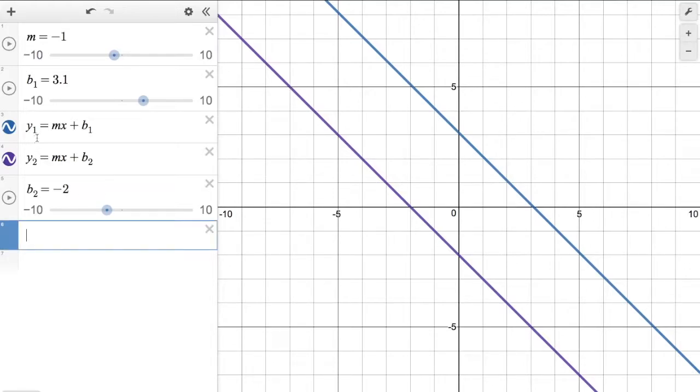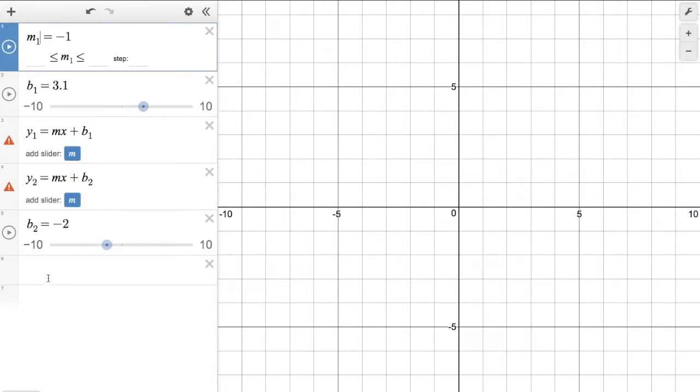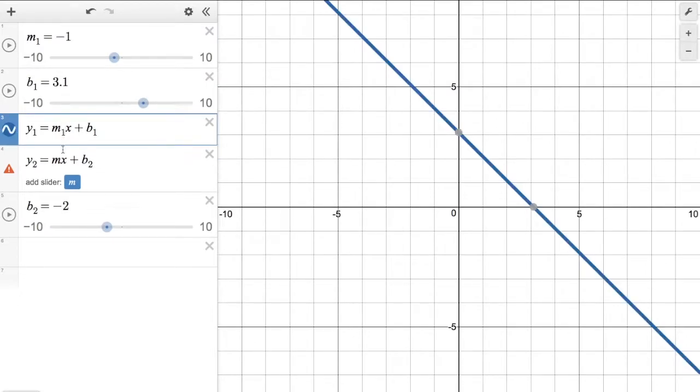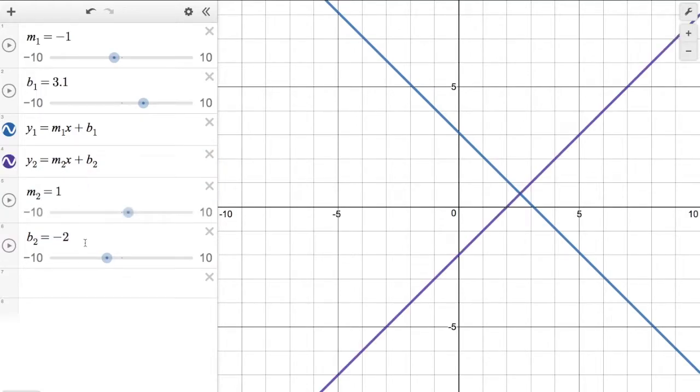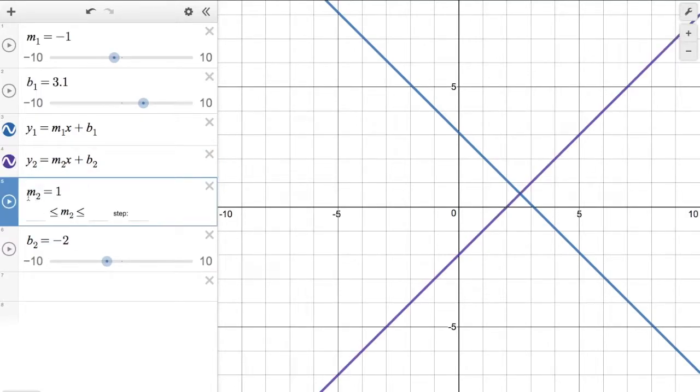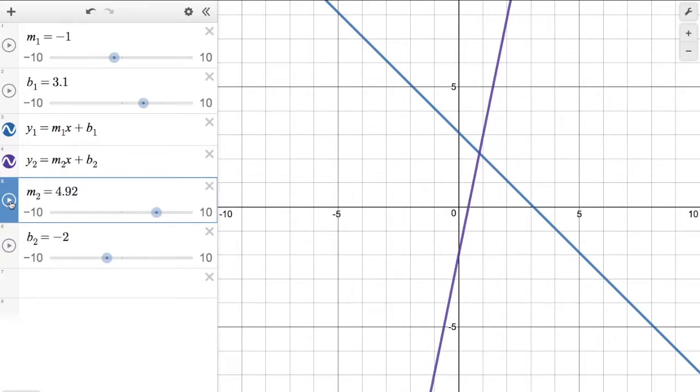But let's change this so that we calculate a second slope. We'll call this now m1. And we have to update this. Yes, we want to say m1. And we want this one to be m2. So what's m2 going to be? Well, we'll see. We can change it to different things.